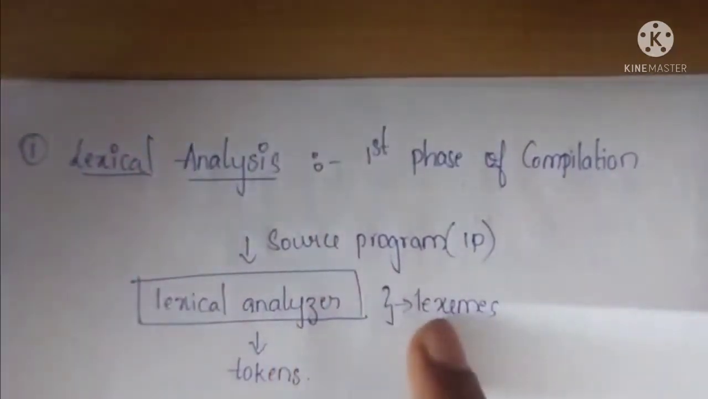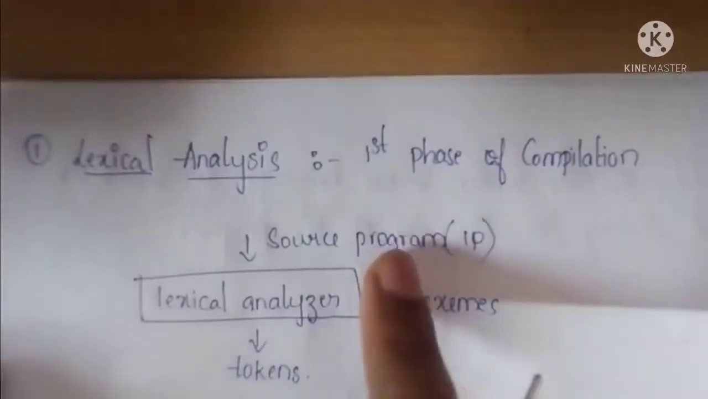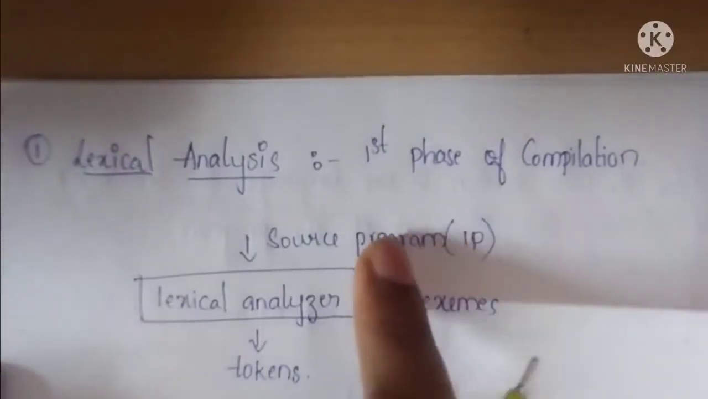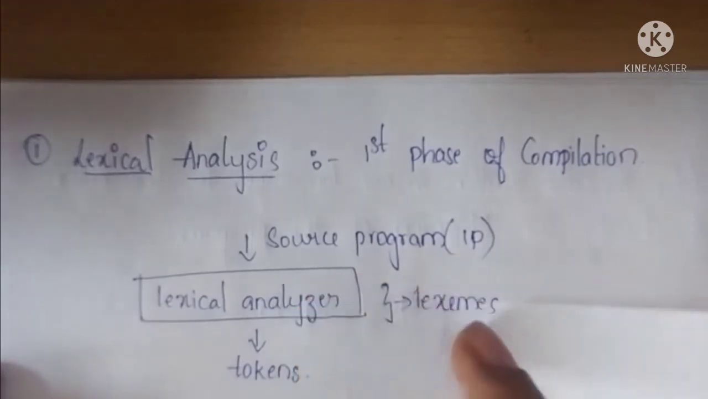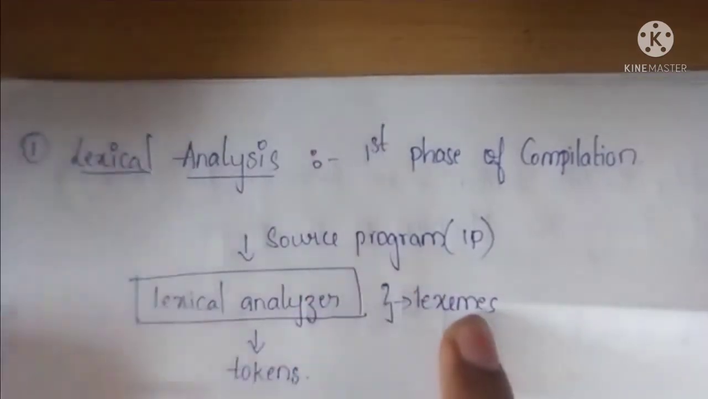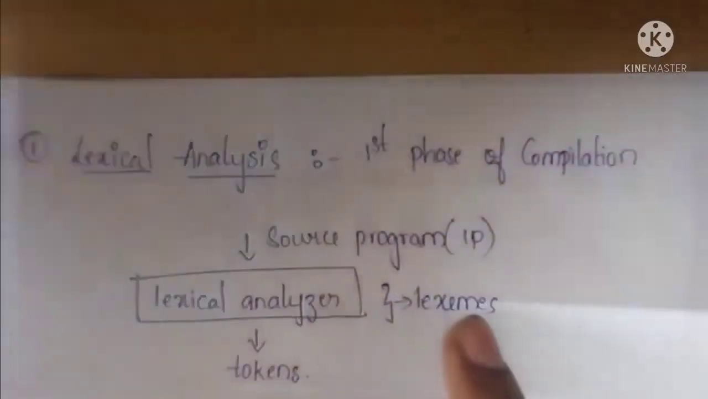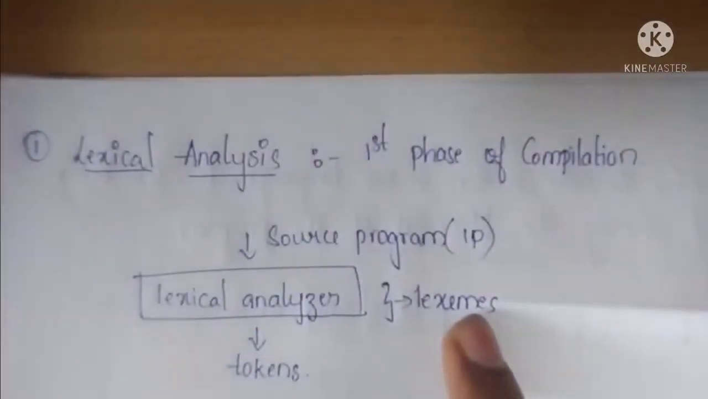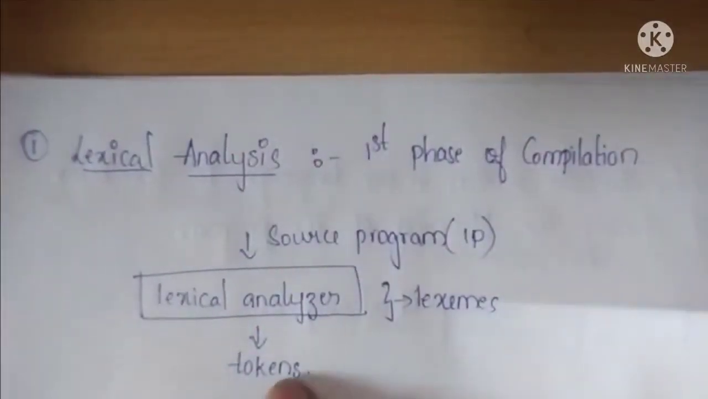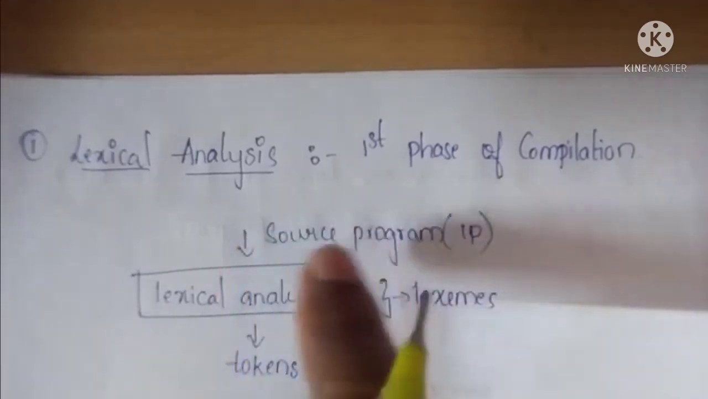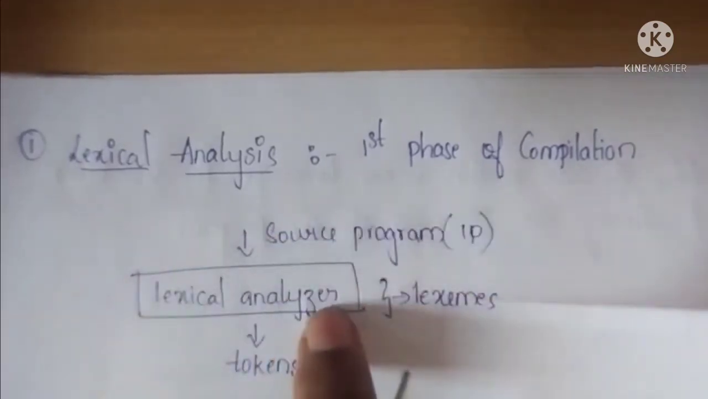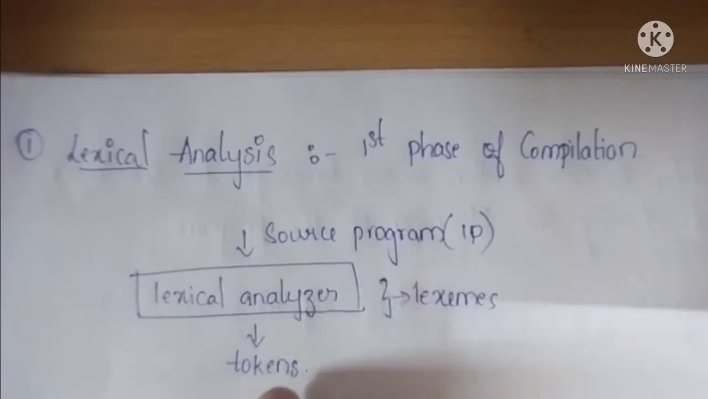So whatever we are writing in the program, the characters will be converted into meaningful lexemes. These lexemes will be represented in the form of tokens. It will take the input as a source program, and what the lexical analyzer will give as output is tokens.